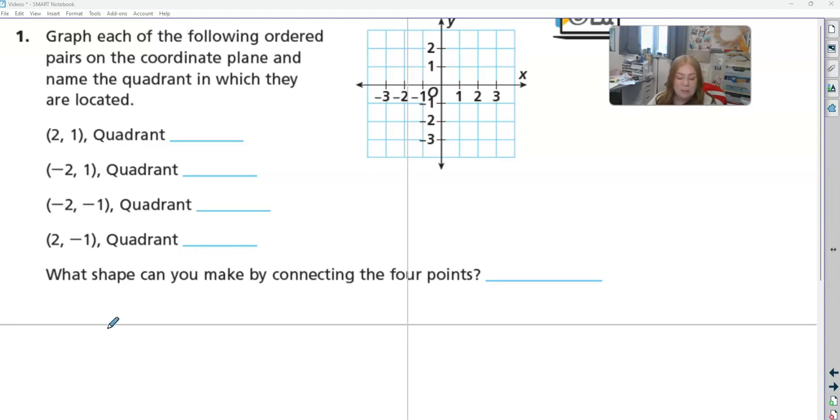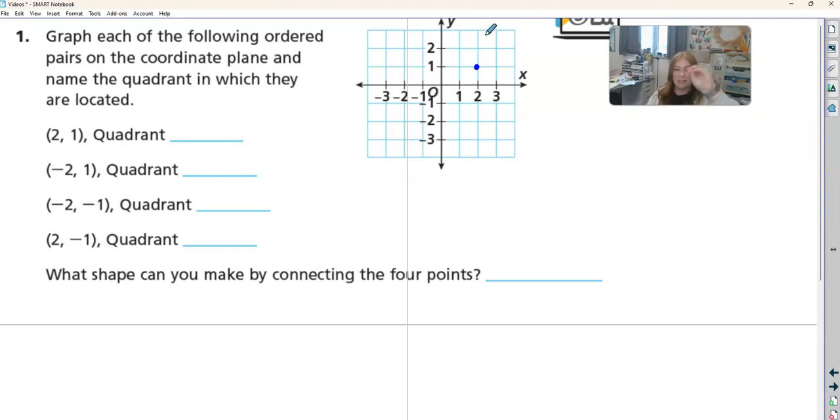For our 9.1 practice, we're going to go through some of these problems together. Number one says, graph each of the following ordered pairs on the coordinate plane and name the quadrant in which they are located. Remember, we always want to go over, walk to your elevator, then the elevator takes you up and down. This one says +2, +1. So we're going to go over +2, up +1, and then let's get our quadrants labeled.